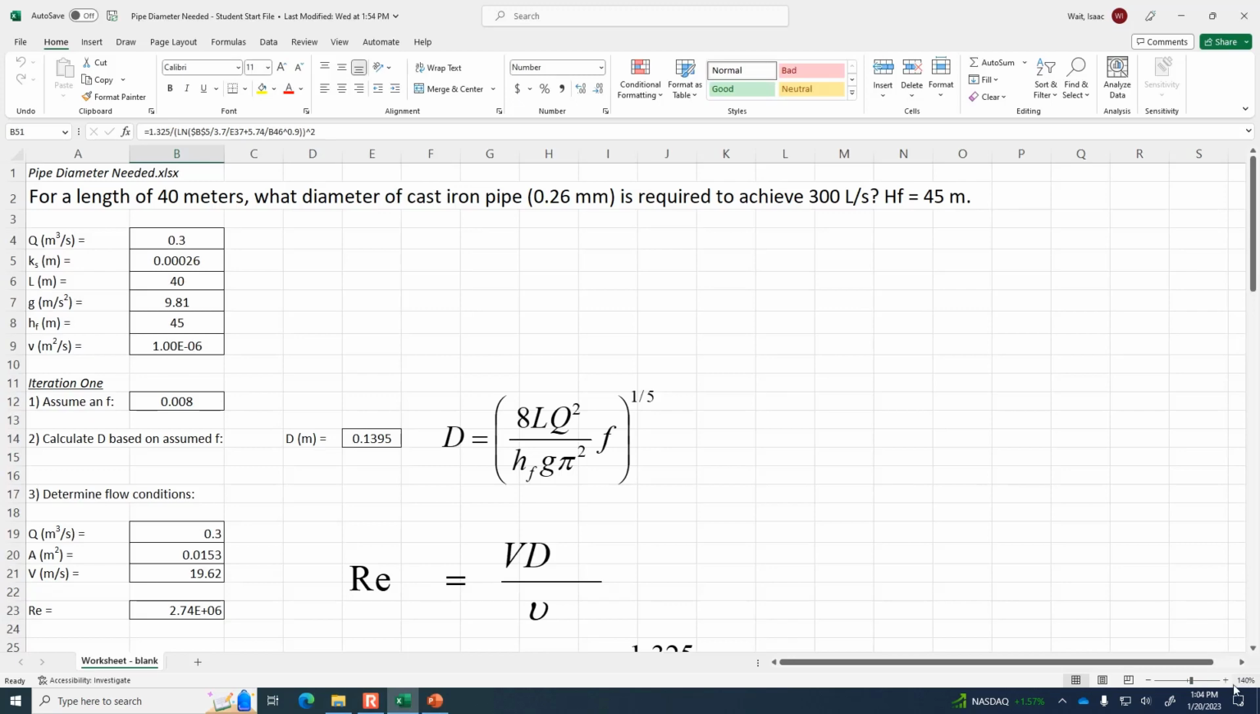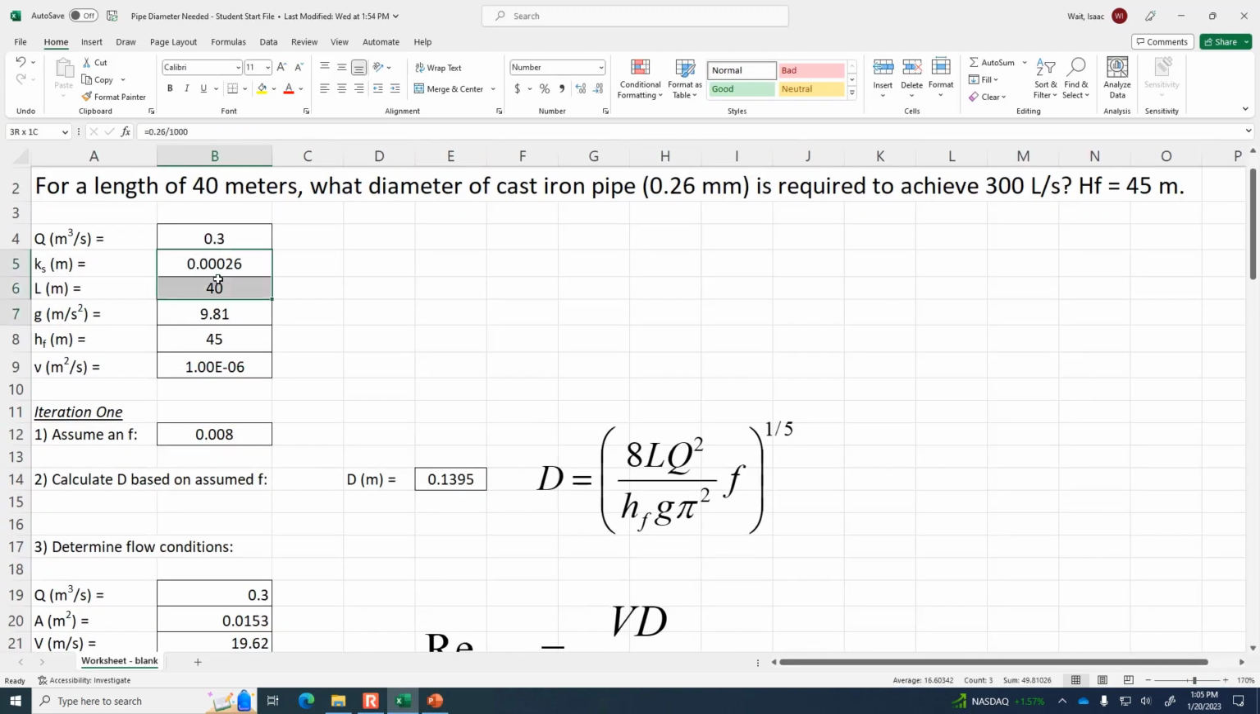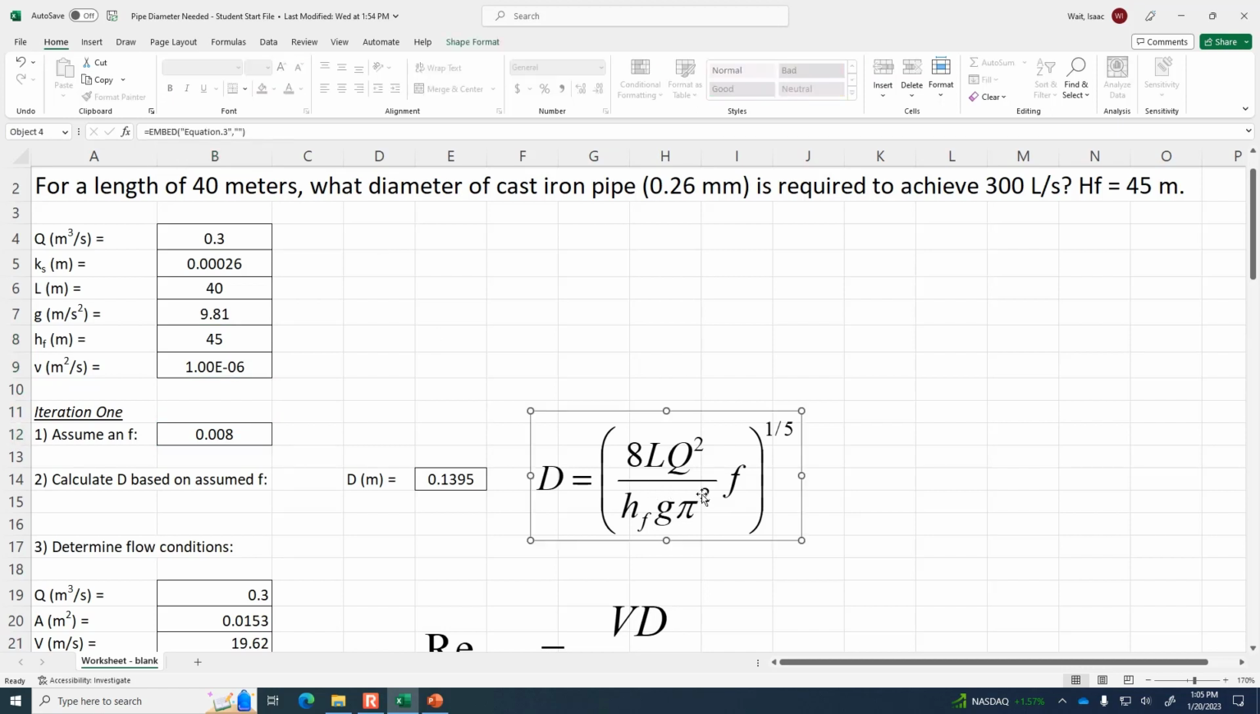And let's just start here at the top and briefly revisit what we knew. These constants that aren't changing are things like the flow rate, the equivalent sand roughness for the pipe, the length of the pipe, gravitational acceleration, the amount of head loss that's tolerable, and the kinematic viscosity. So we started off with just some guess of the F value, and from this given formula, which relates diameter to all these factors, including the friction factor, we found out that the pipe diameter that's needed for this F value would be 0.1395 meters.